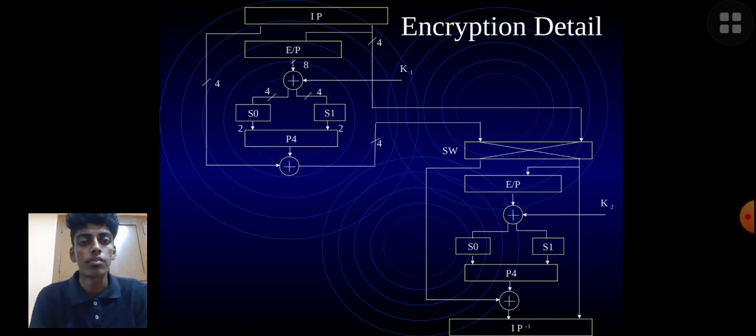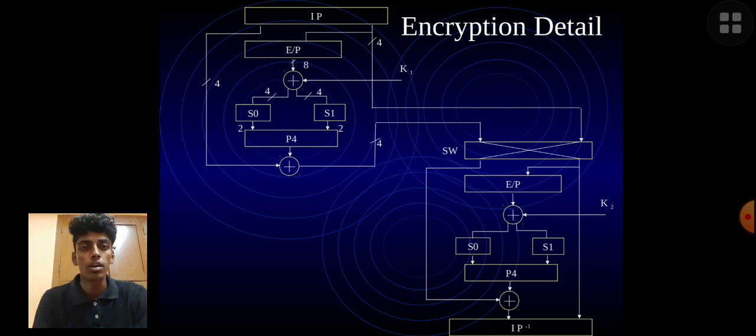We can see the flowchart. The arrow comes from the first 4 bits of IP. Then we add P4 with those 4 bits. Finally we have the last 4 bits, and then we do the swap operation. Again we do the swap operation and the same operation as the first step. Again we take the last 4 bits and add them with key 2.